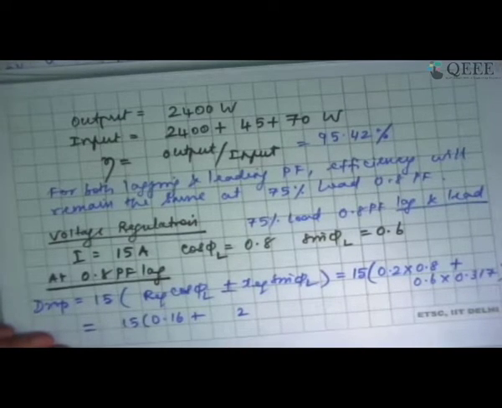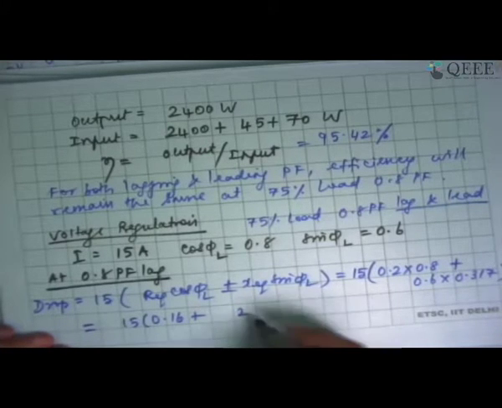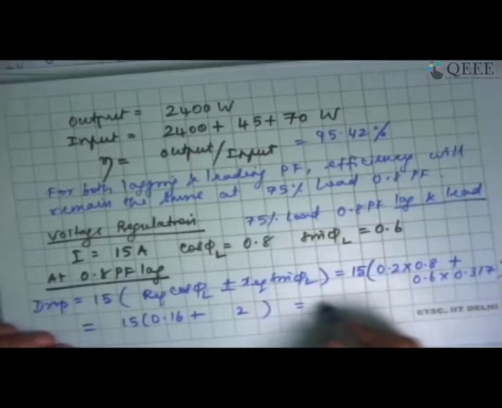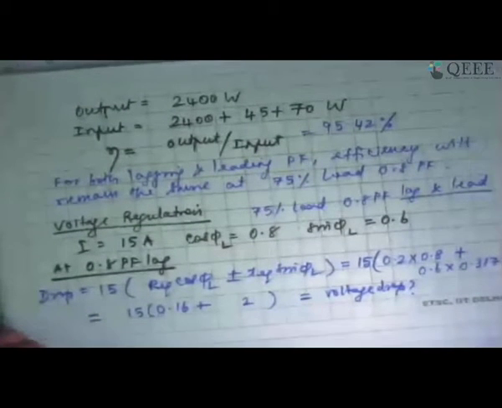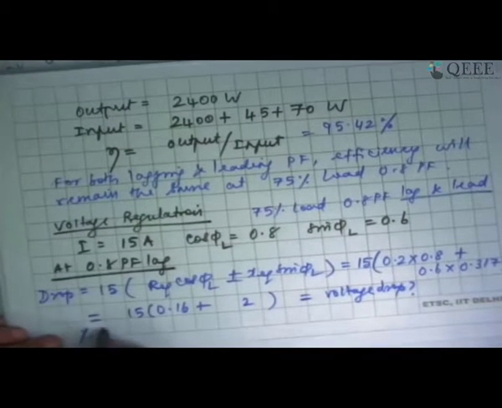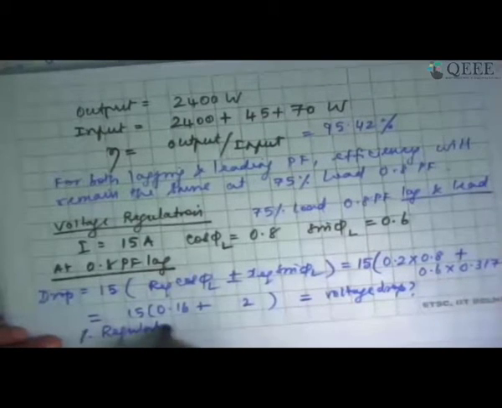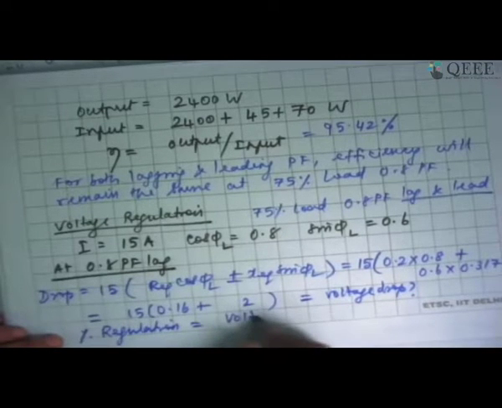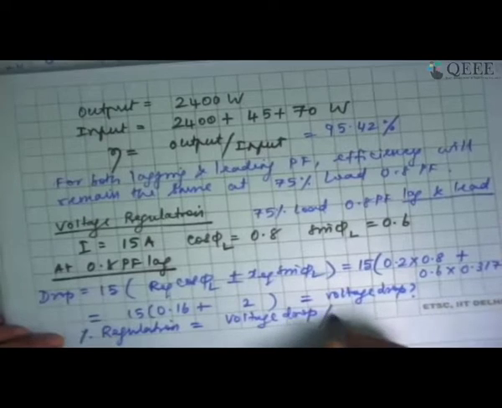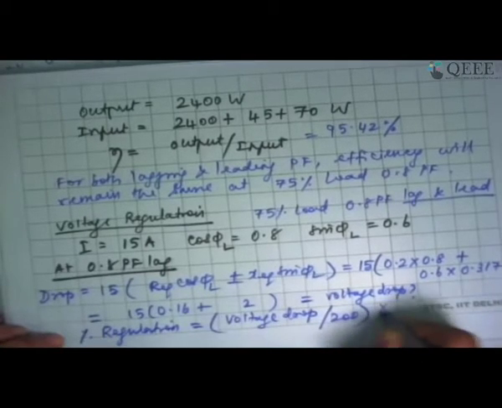4.2% regulation. Is it 4.2 volts? Okay, whatever. 4.2 or 5.25, I don't know which one. Anyway, so you can calculate how much is the voltage drop. Once you calculate the voltage drop, I should say percentage regulation is equal to voltage drop divided by 200 multiplied by 100.